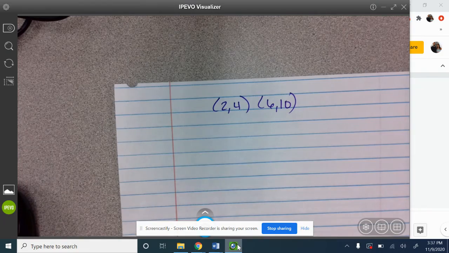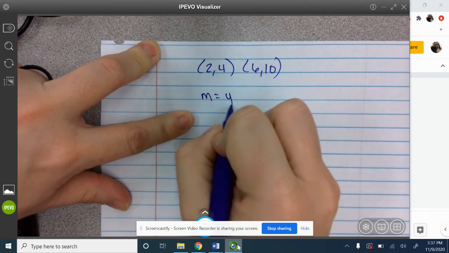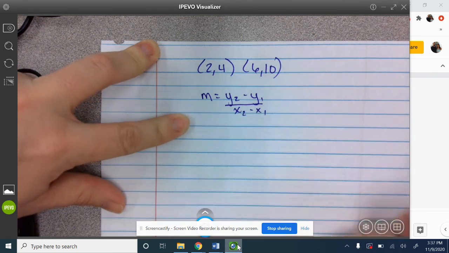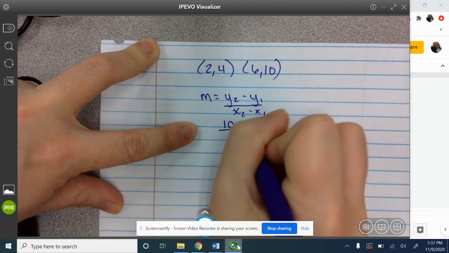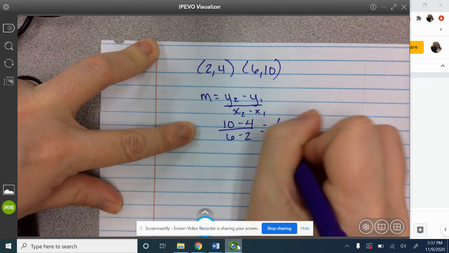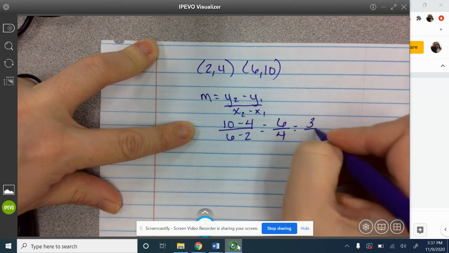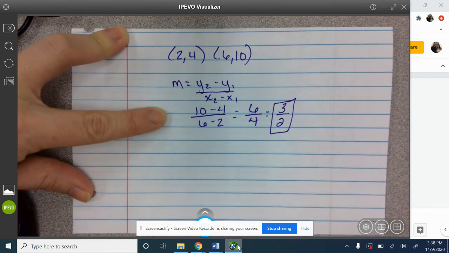Jump back over here and show you again. So first thing is we find my slope. M equals y2 minus y1 over x2 minus x1. When I plug in, I have 10 minus 4 over 6 minus 2. 10 minus 4 is 6. 6 minus 2 is 4. And when I simplify 6 over 4, my slope is 3/2.